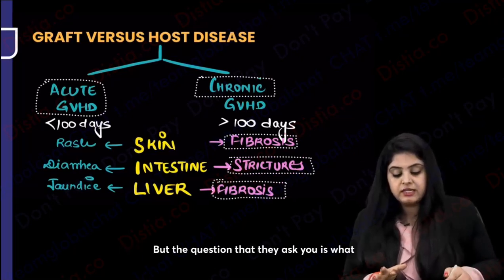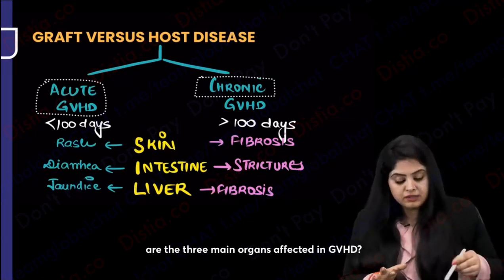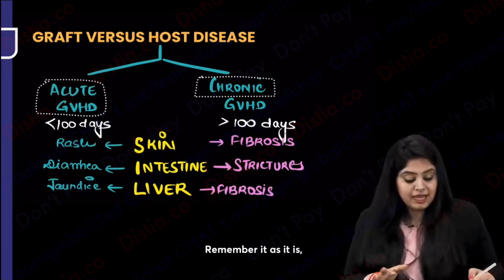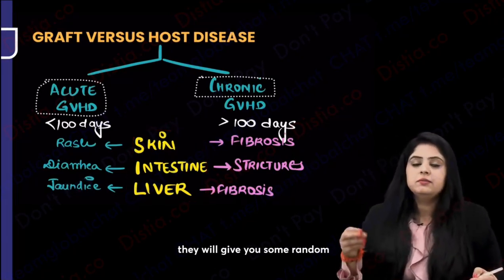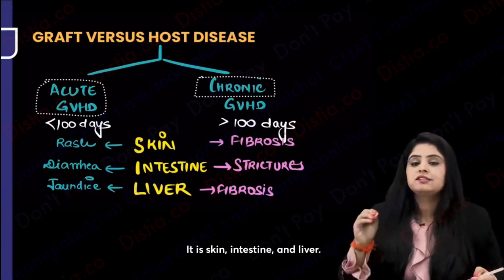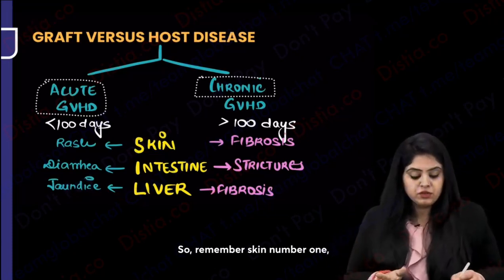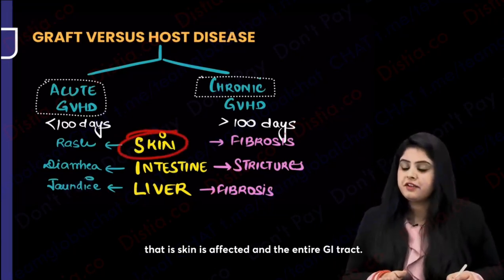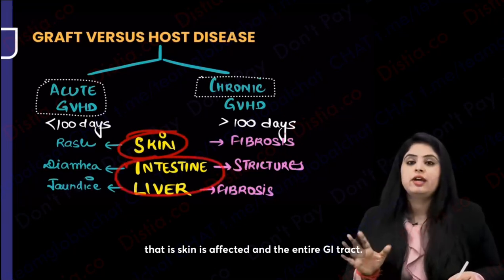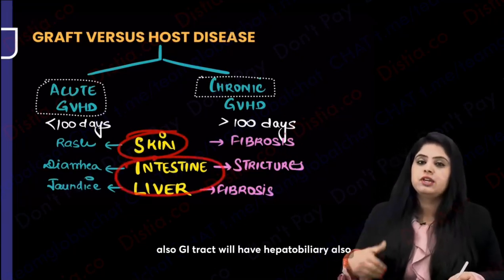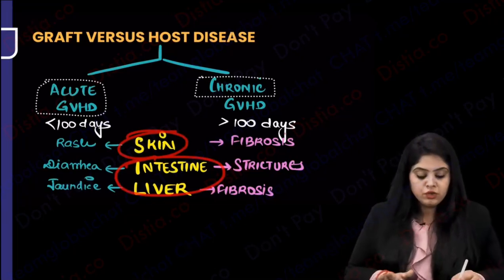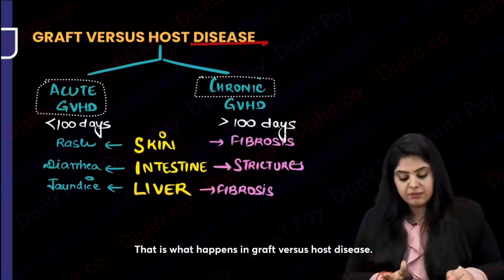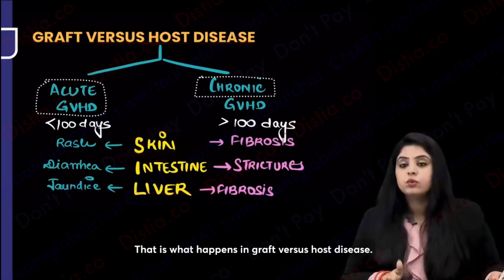But the question that they ask you is, what are the three main organs affected in GVHD? Remember it as it is. They will give you some random fourth organ which is not affected. It is skin, intestine and liver. So remember skin, number one, the largest organ of the body, is affected, and the entire GI tract. The GI tract will have the intestine also, and the hepatobiliary system also. So pura GIT is affected and the skin is affected. That is what happens in graft versus host disease.